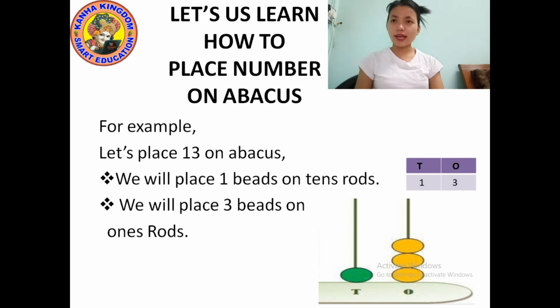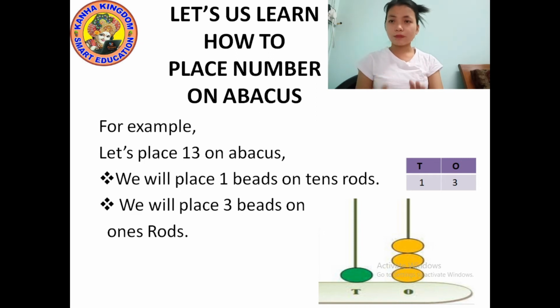Now we are going to learn how to place numbers on the abacus. For example, let's place 13 on the abacus. First you have to separate which number is in the ones place and which is in the tens place. Obviously 3 is in the ones place and 1 is in the tens place.